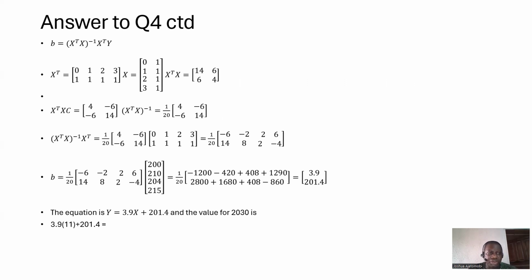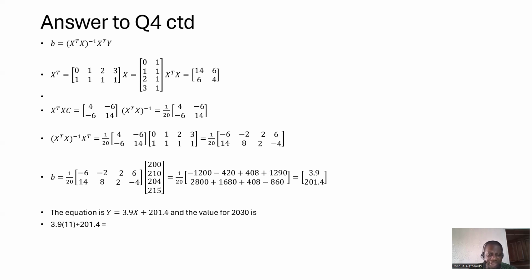So we obtain the transpose, and we obtain the inverse after multiplying the transpose with the original matrix, and multiply by the transpose and multiply by y, which is the formula for obtaining the coefficient of the regression. And at the end, we obtain our a to be 3.9 and b to be 201.4 as our equation. And so the equation is y equals 3.9x plus 201.4.